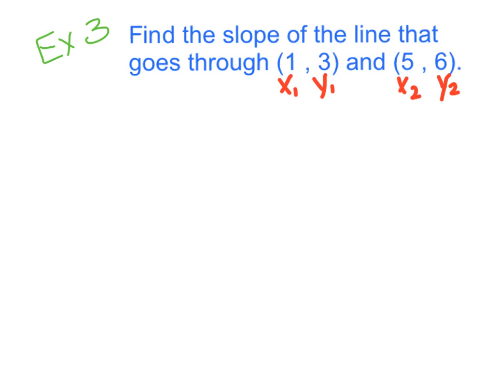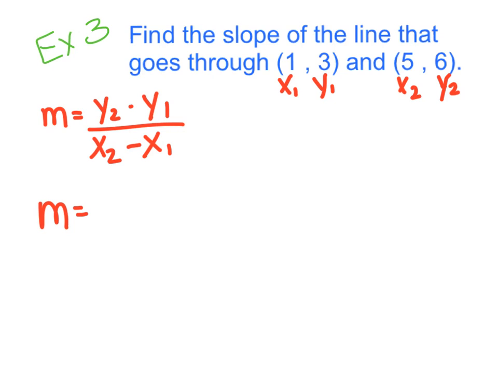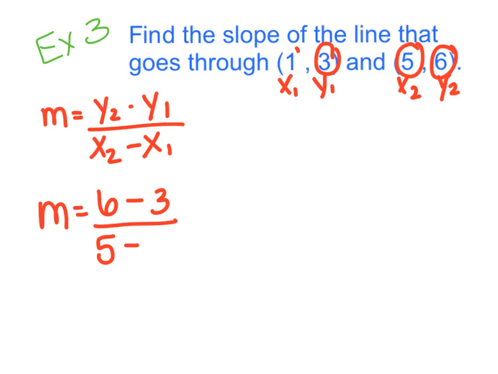It doesn't matter the order as long as you keep the same ordered pair as 1 and the other ordered pair as 2. So our slope formula is m equals y2 minus y1 over x2 minus x1. And all I'm going to do next is plug in those numbers for the variables. So y2 was a positive 6. This is always minus. And y1 was positive 3. So on the top you'll have 6 minus 3. On the bottom we're going to start with x2, which is 5, and subtract x1, which is 1.